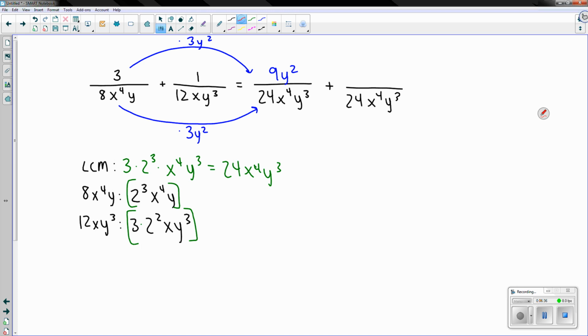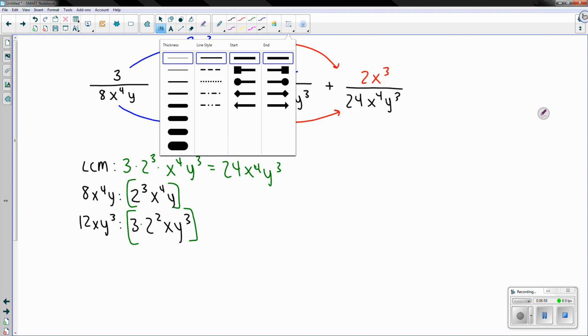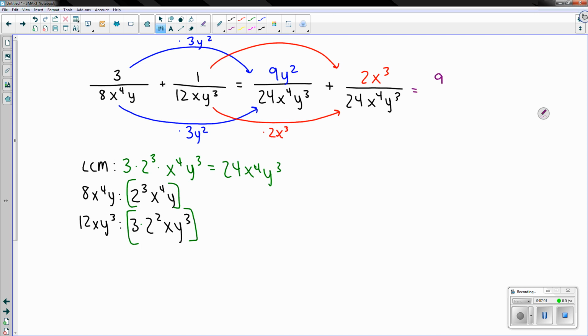Now let's look at the second expression. We have to multiply by 2 for the number, x to the 3rd for the x, and then didn't have to adjust the y. So let's do the same here. We have to multiply by 2x cubed, so 1 times 2x cubed is 2x cubed. Now we can add these together. And we'll get 9y squared. So these are not like terms, so I can't combine them. So add the numerators, keep the denominator.